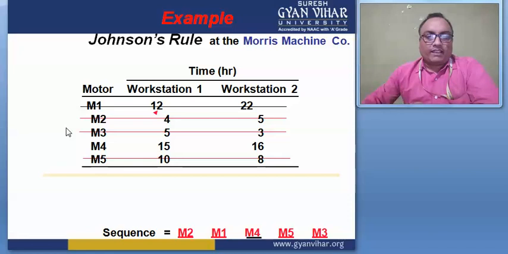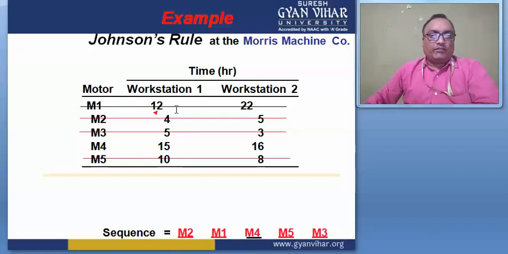So here you write workstation 1 job, and here you write the workstation 2 job, right? First, consider workstation 1: what is the minimum time period, and for which machine? M2 has the minimum time period, which is 4 hours. So write M2 here, then cross this line, then move to the right-hand side.